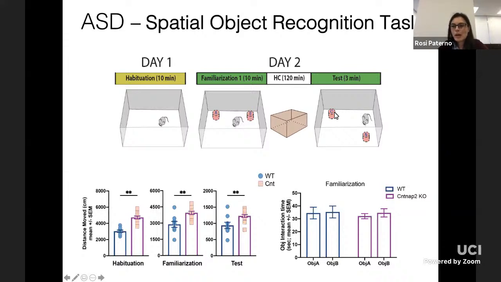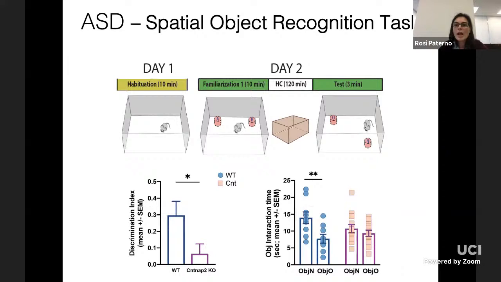After a delay of 2 hours, one object is moved to a new location, and the normal animal will spend more time with the object that was moved, recognizing that there was a change in the space. Despite the fact that those animals were hyperactive, also in different tasks, it's important to notice that there was no difference in how much time they spent with the objects. Control and CNTNAP2 were absolutely normal. However, during the test, the CNTNAP2 animals failed to discriminate the object that was moved to a different location, as we can see here.